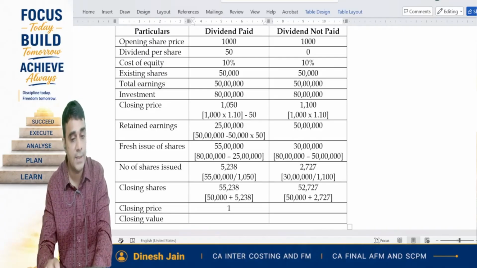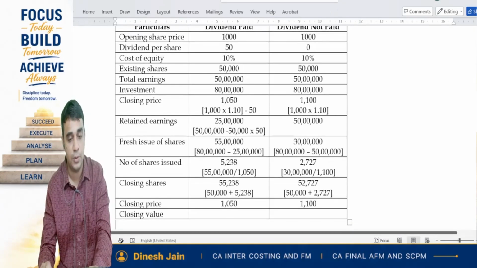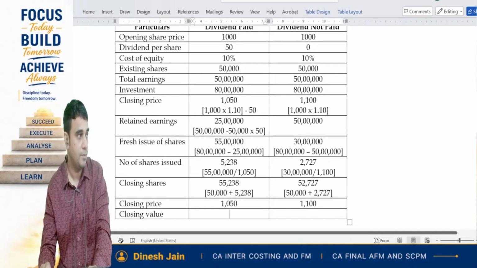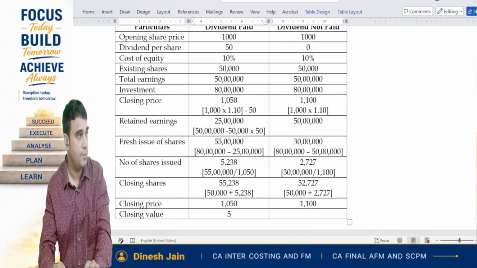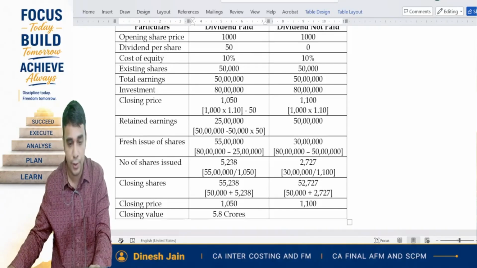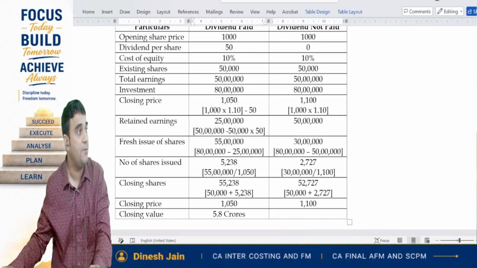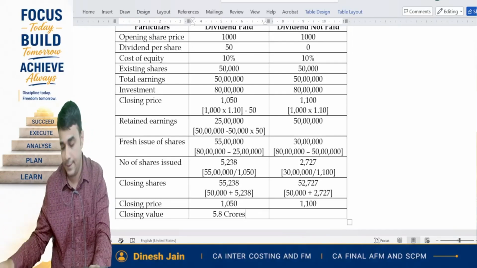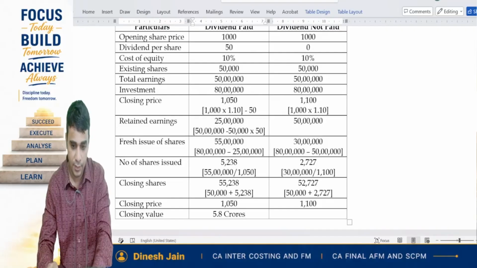52,727. Closing price we calculated is 1050 and 1100. Multiply both. 1050 into 55,238 is 5 crore 79 lakh 99,900, which is nothing but 5 crore 80 lakh, broadly 5.8 crores. Other side, which is also 5 crore 80 lakh.